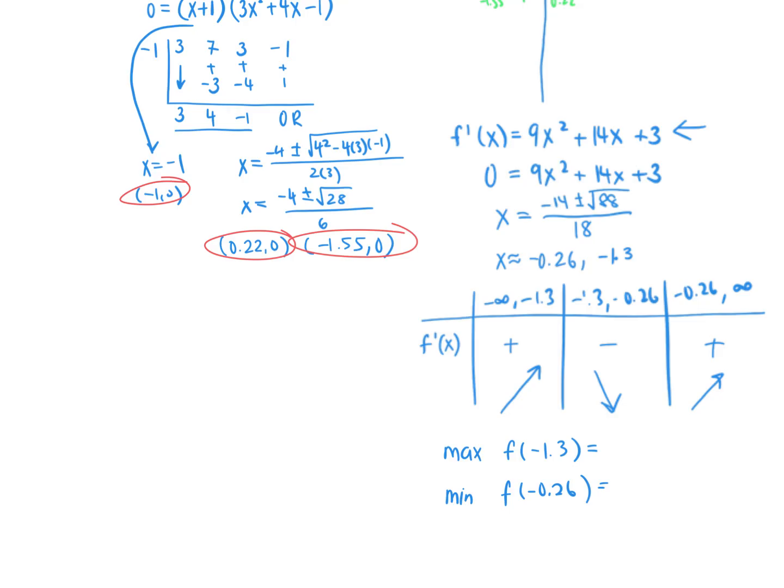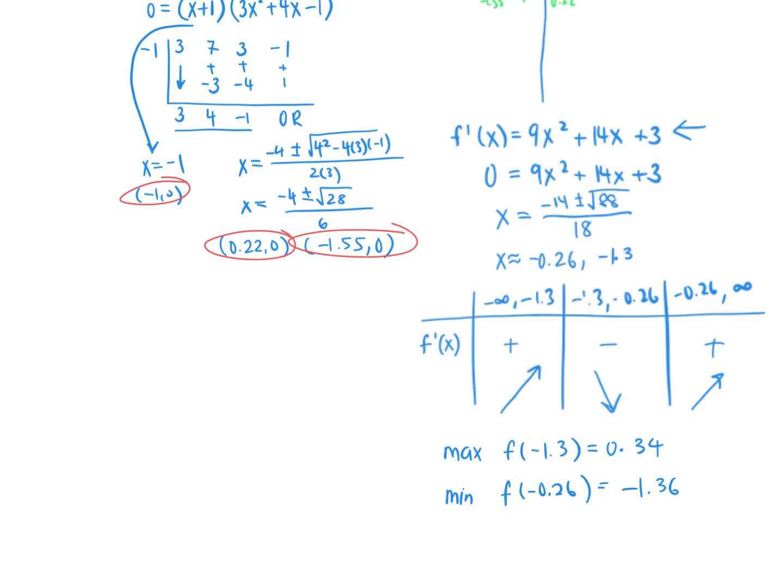So when I sub in x equals -1.3 into the function, not into the derivative, I get 0.34. When I sub in -0.26 into that cubic, I get -1.36. So these are supposed to be the local max and mins.